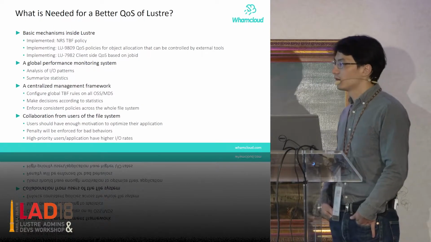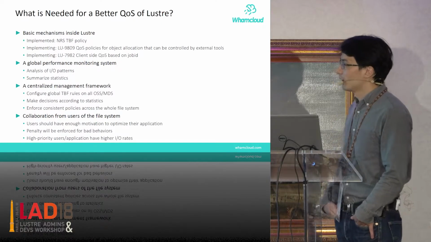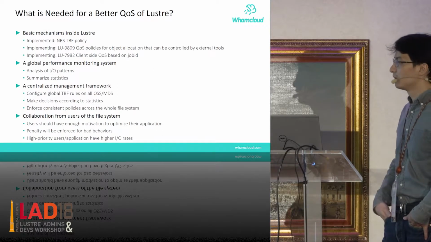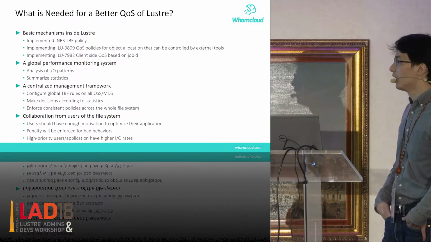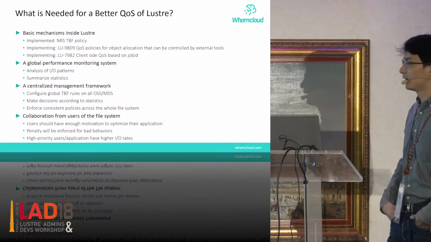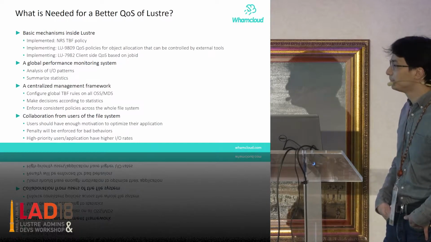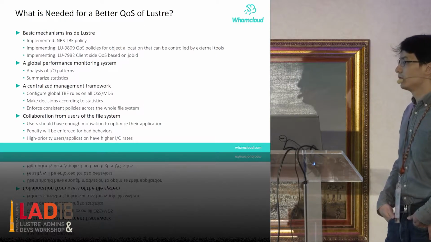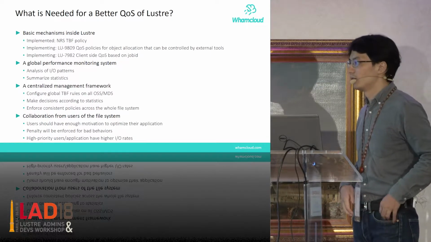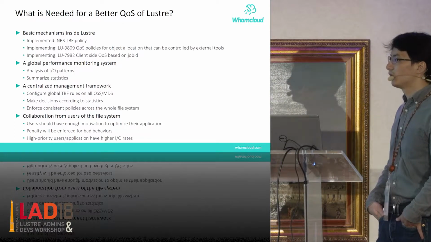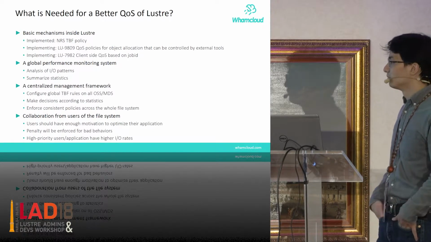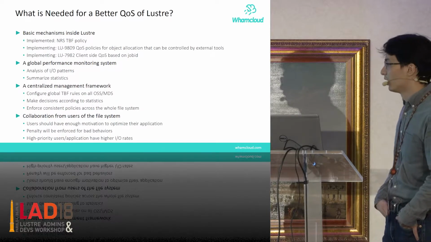We also need a centralized management framework. This framework needs to control the TBF configuration. It needs to analyze the statistics from the database, from the monitoring system. And it needs to enforce consistent policy across the whole file system. It needs to make sure the whole file system behaves like a single person, not with different opinions.